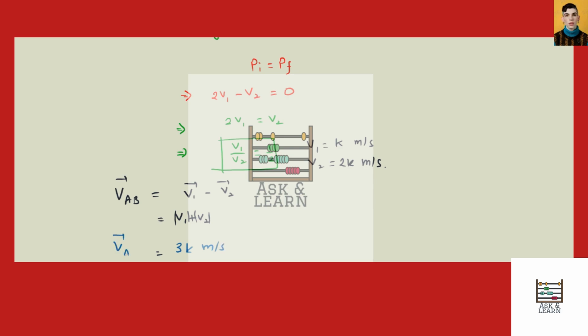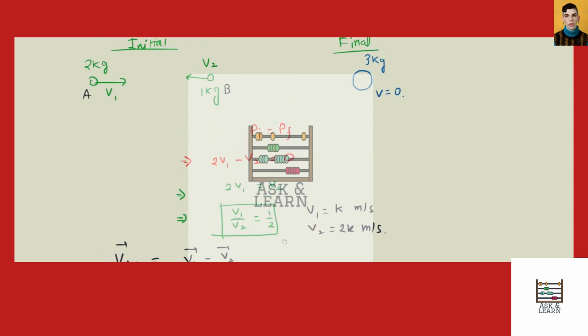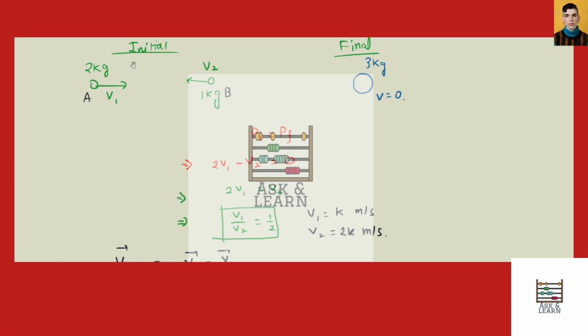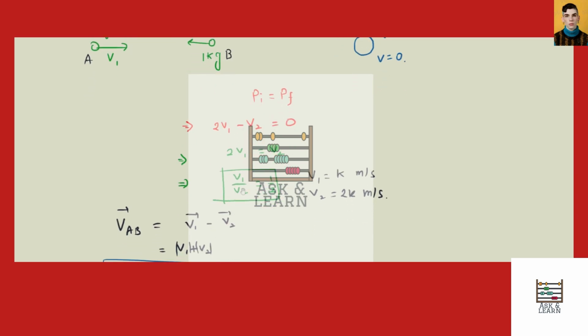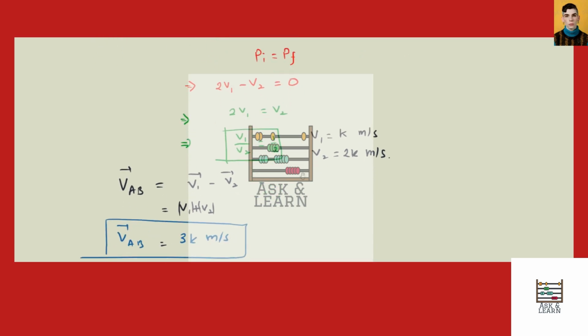This is the relative velocity of A with respect to B. If they're talking about the relative speed of the ball before the collision, the relative speed has the following ratio of 1 over 2, and this is how the relation looks like.